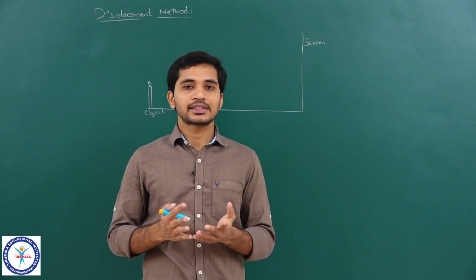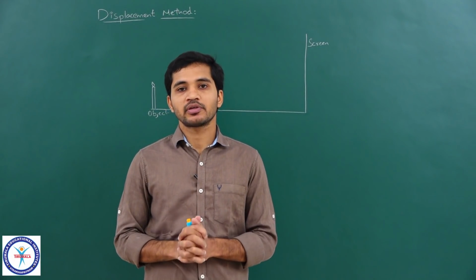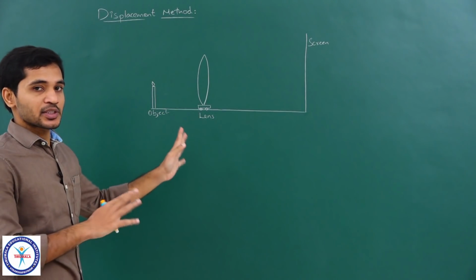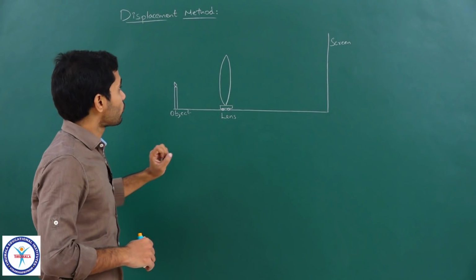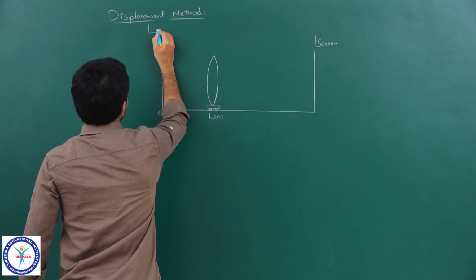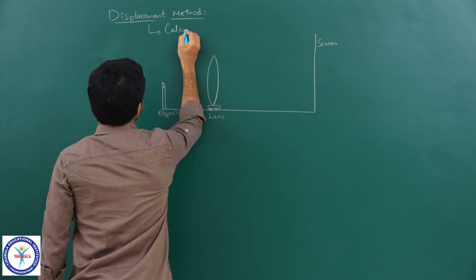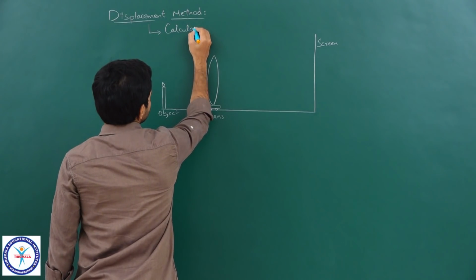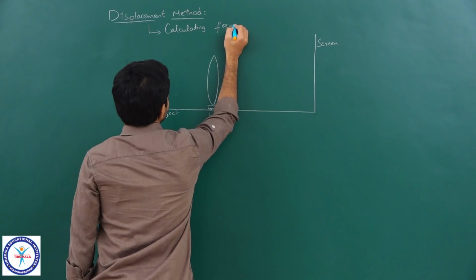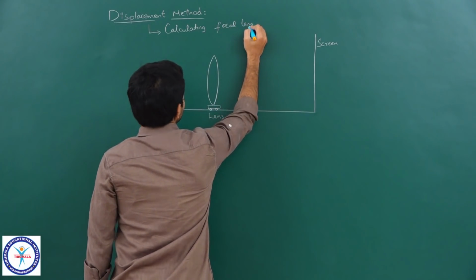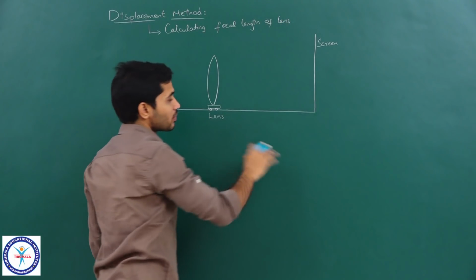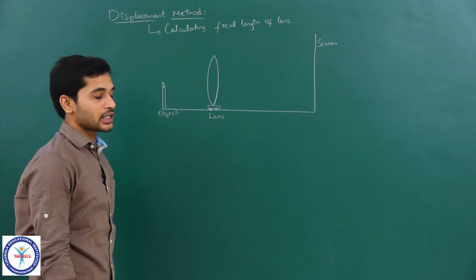Students, now we will discuss something called the displacement method, right. So, this is the apparatus, this is an experiment basically which we perform. Displacement method is generally used for calculating the focal length of a given lens. So, this is the experimental setup which we generally use for doing that.